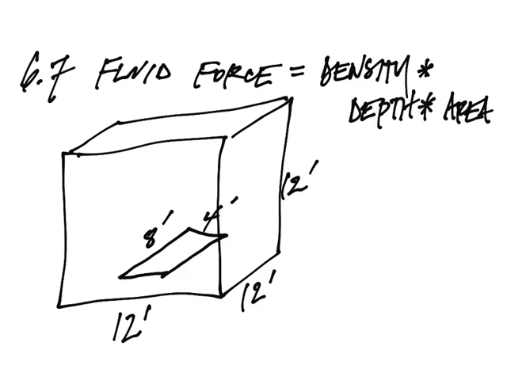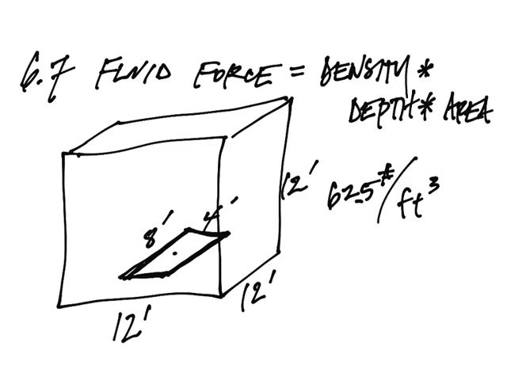Let's say that this is a saltwater pool. Salt water has a density of 62.5 pounds per cubic foot. So if I calculate the fluid force being exerted on this door that is located at the bottom of the pool, door opens out.